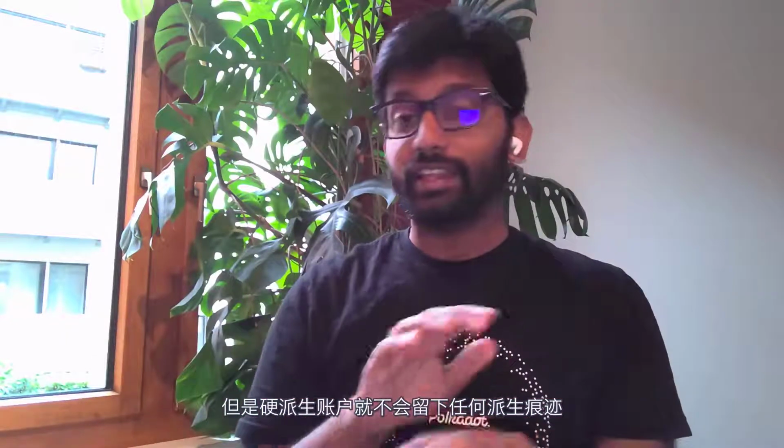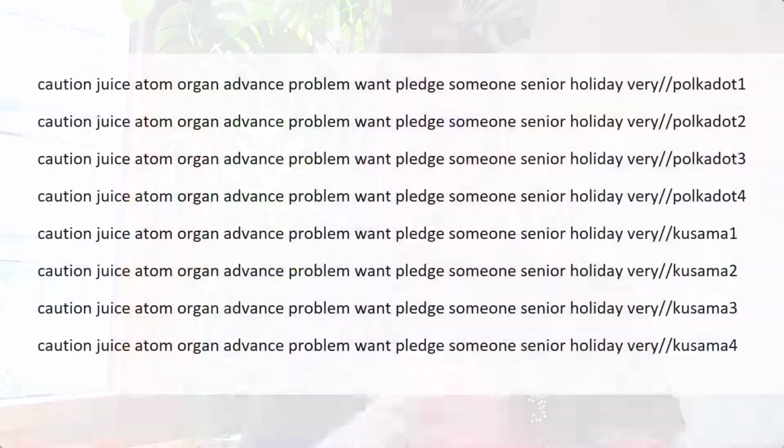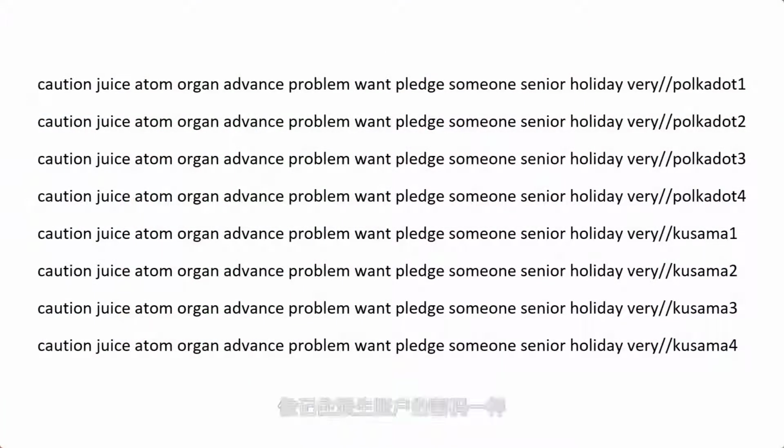On the other hand, hard derived accounts leave no trace of derivation. In any case, you need to remember the derivation paths, like passwords, to access your derived accounts. Also, some wallets may automatically add derivation paths to the end of the generated mnemonic phrase. You should be aware of that as well.